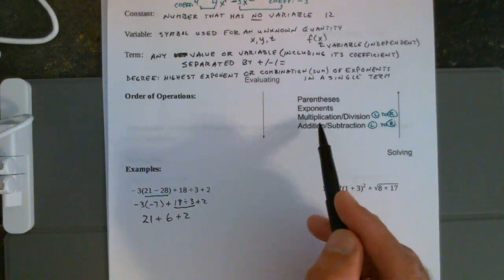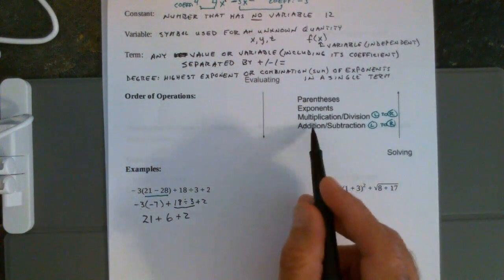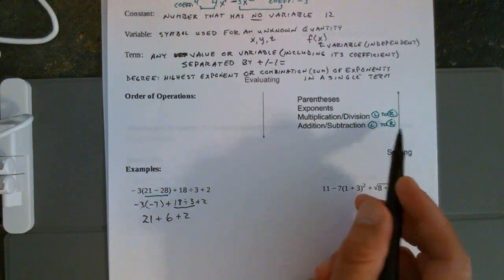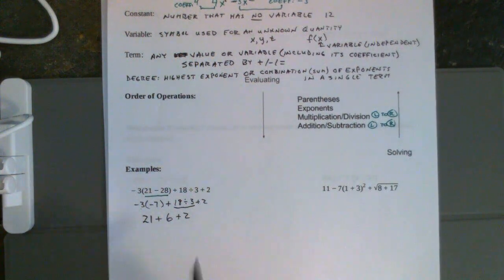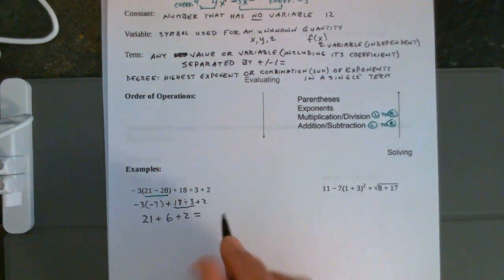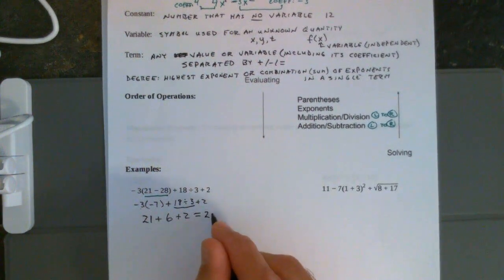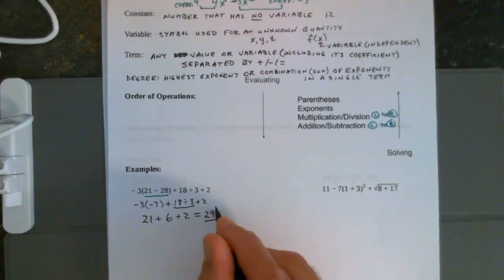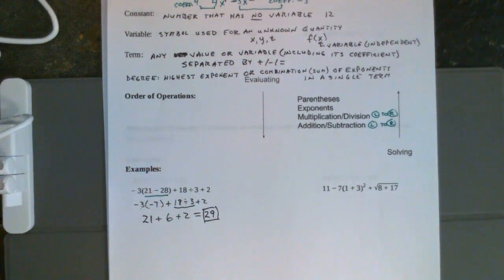We've taken care of the first 3 sets of things. We're down to addition and subtraction. And again, we work left to right. Everything here is addition, which makes it easy. 21 plus 6 is 27. Plus 2 is 29. So our answer is 29.